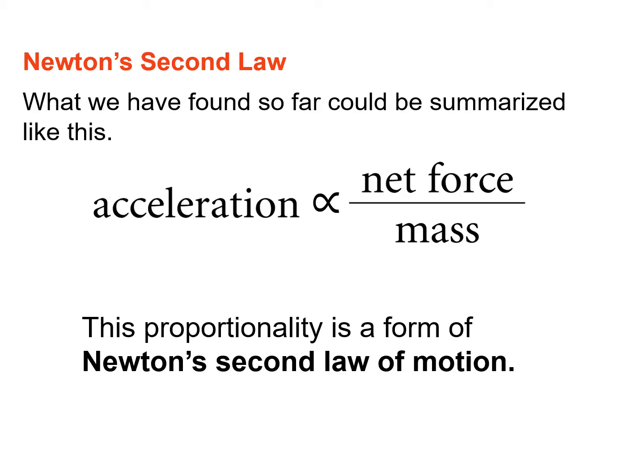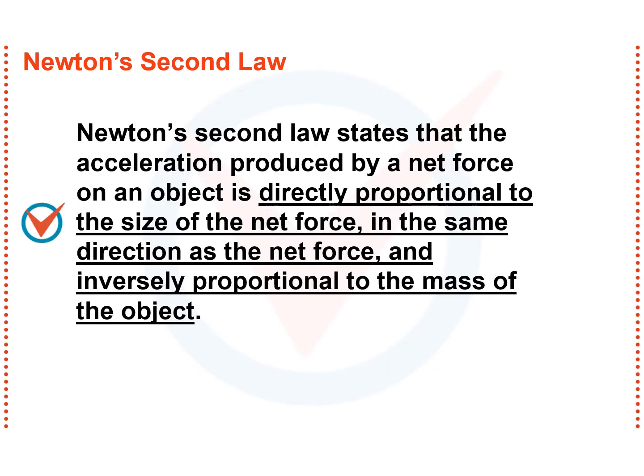This particular proportionality is known as Newton's second law of motion. We could say in words like this. Newton's second law says the acceleration produced by a net force on an object is directly proportional to the size of the net force, it's in the same direction as the net force, and it's inversely proportional to the mass of the object.